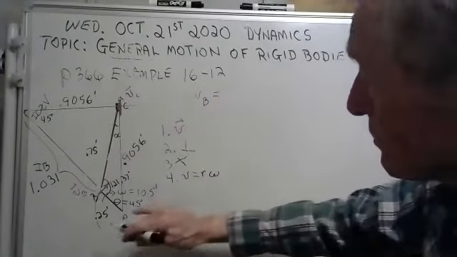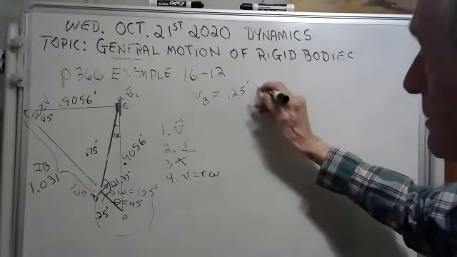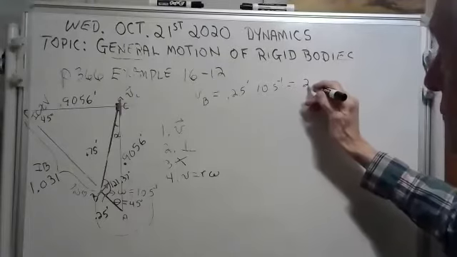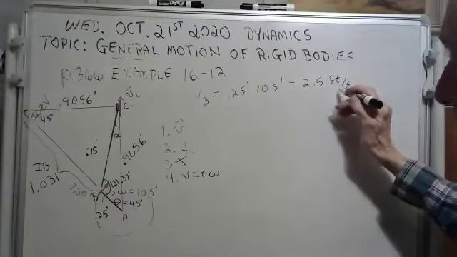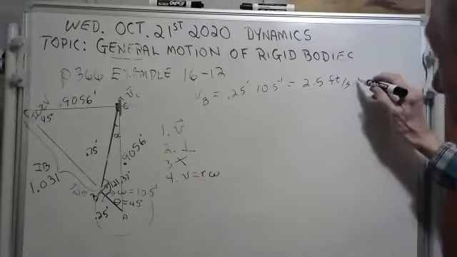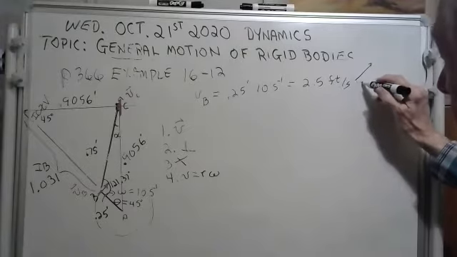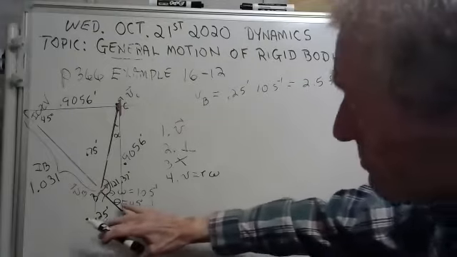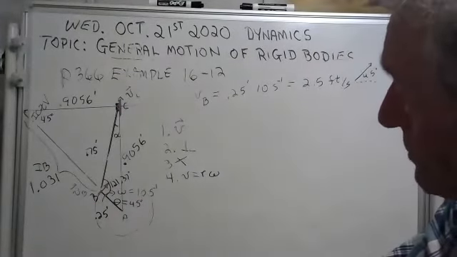The velocity of B is just equal to the 0.25 feet times the 10 radians per second, which gives you 2.5 feet per second. And we know the angle, it's going like that at an angle of 45 degrees. See it? So we got the velocity of B.